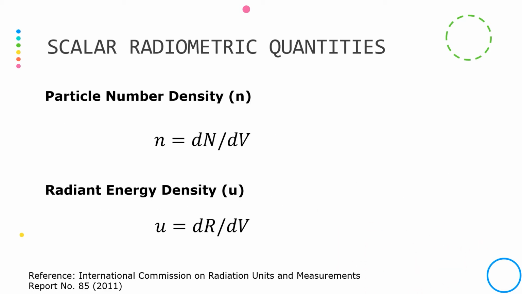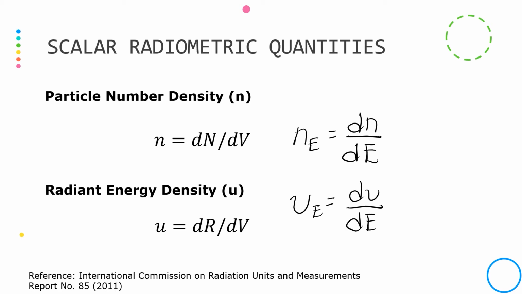We can also describe the particle number N and the radiant energy R with respect to volume, as shown here. So we have the particle number density n and the radiant energy density u, where dN here is the number of particles in the volume dV and dR is their radiant energy. We also have the distributions n sub E and u sub E, as shown here, of the particle number density and the radiant energy density with respect to energy, given as follows. Thus, we can have the relationship of the two distributions as shown.